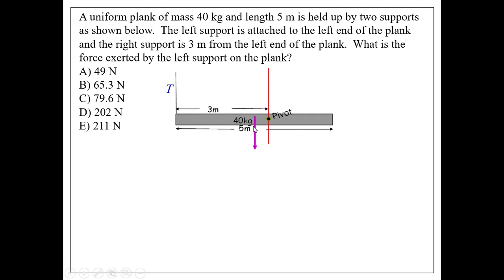The weight of the beam needs to be placed at the center of the beam. So this purple arrow here represents the weight of the beam. The mass of the beam is given as 40 kilograms. So all we have to do is take 40 kilograms and times it by 9.8 meters per second squared to find the weight of the beam.